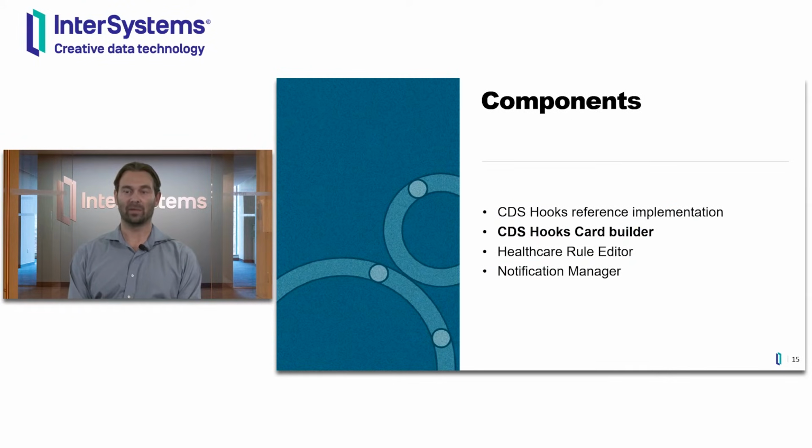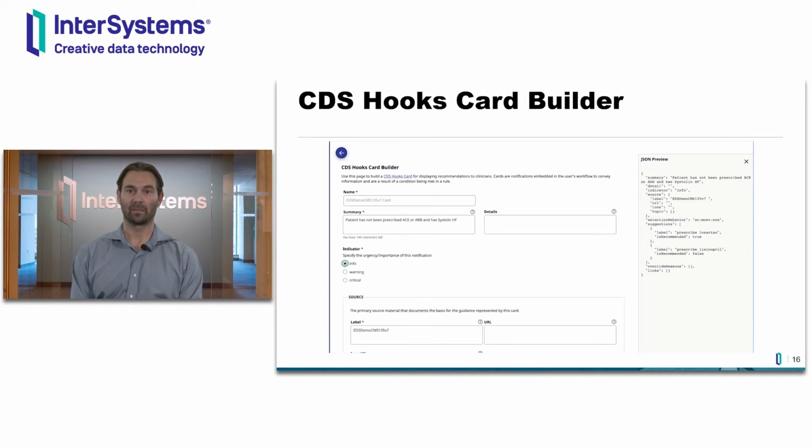Moving on, let's talk about the card builder. A CDS hooks card is displayed to the provider when criteria are met for a decision support rule. The card is essentially a JSON packet that is rendered by the client application. Whether this is a passive or interruptive alert is up to the client application.